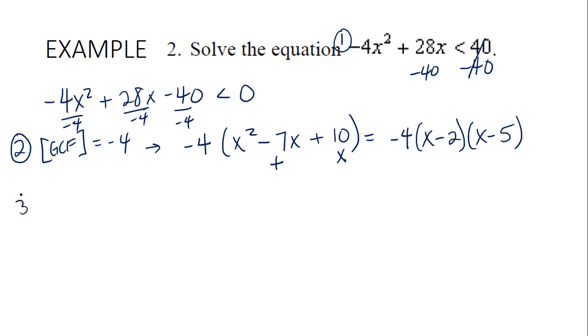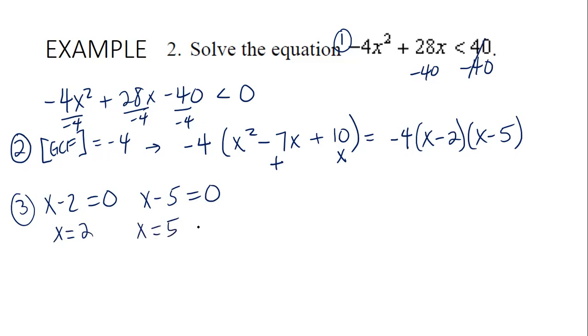Step 3 is to set the factors equal to 0. So we have x minus 2 equals 0 and x minus 5 equals 0. What does x have to be for this to be true? 2 and 5. Step 4 is to create a number line. On my number line, I have 2 and I have 5.